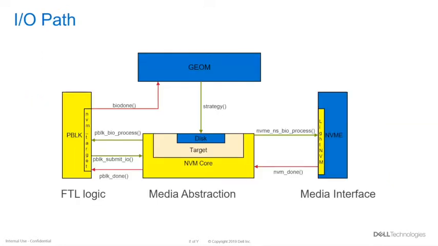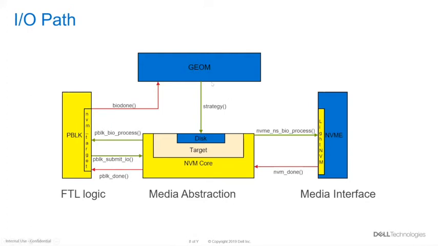And this is a little more detailed diagram. This is the LightNVM layer, which sits at the same level as NVD. It will create a disk interface, which will interface with GEOM. While you create a target, we give the PUs that we want to create the target with, and we also mention what sort of FTL we want to have on it. Currently we have only one implementation, which is PBLK.